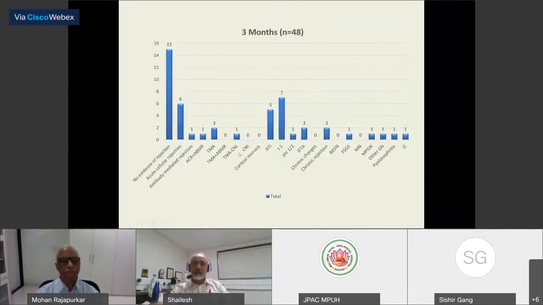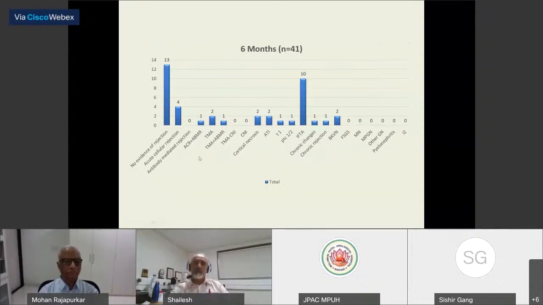From 1 month to 3 months, again we have antibody-mediated rejection, but here we see that cell-mediated rejection is more the case in biopsies from 1 month onward, where we have 6 cases out of 48. 6 cases are proven acute cellular rejection, and some form of tubulitis was identified in 7 cases. Here we can also see a couple of cases of glomerulonephritis, and some pyelonephritis has also been evident at 3 months.